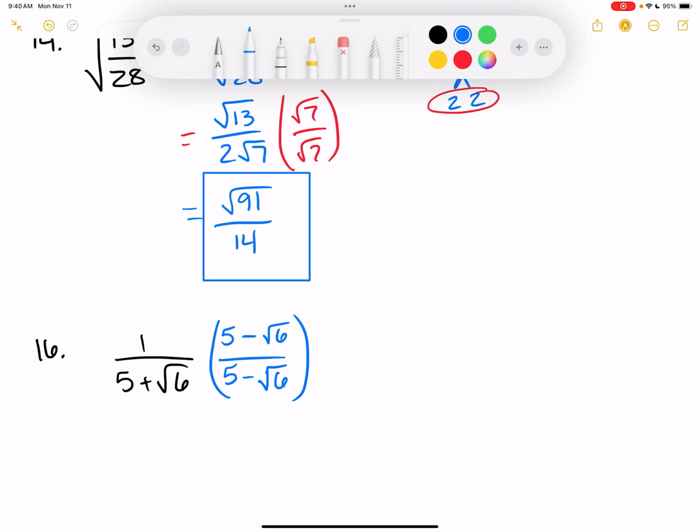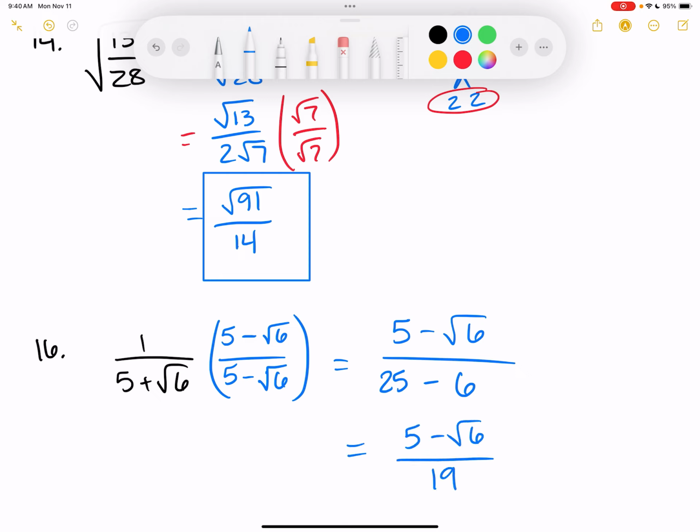So on top, I have 5 minus the square root of 6. On the bottom, first term squared is 25. Then it would be minus 5 root 6 plus 5 root 6. That stuff just goes away. And then minus the square root of 6 squared, which is 6. So my answer would be 5 minus the square root of 6 over 19.